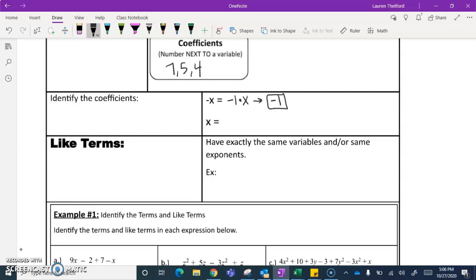When we have just an x, it's not an x by itself, we have one x. And so this is 1 times x, which means that our coefficient is just a positive 1.